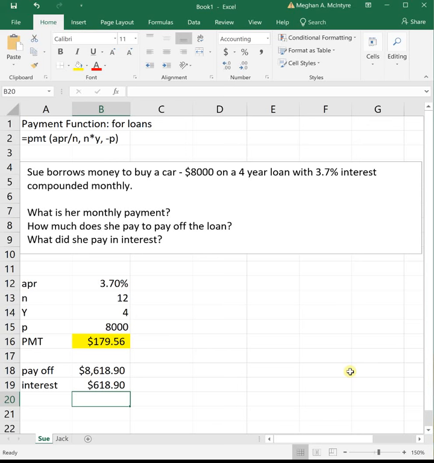$600 is a lot of money, but a lot of people would probably consider that it's probably worth paying $600 for interest so you can go ahead and have this car. Maybe she needs it to get to work or to chauffeur her kids around or whatever it is. But Sue made the decision to borrow the money, so she'll have to pay $618.90 in interest.